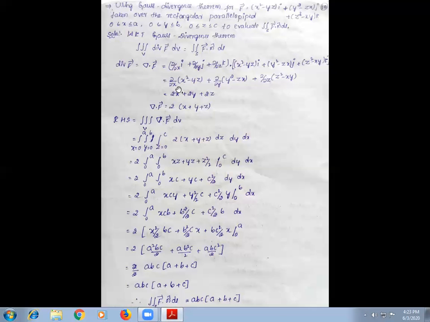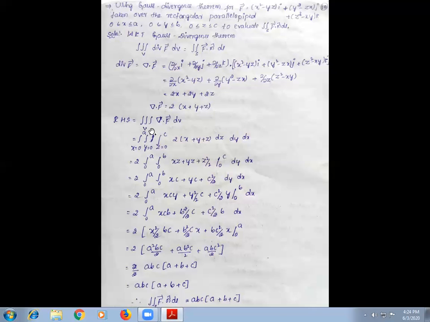Differentiate with respect to x partially. x² gives 2x; y and z are constants, so 0. ∂/∂y means with respect to y partially. y² differentiation is 2y; z and x are constants, 0. With respect to z, z² differentiation is 2z; x and y are constants, 0. Here 2 is a common factor, take it outside: 2(x + y + z).